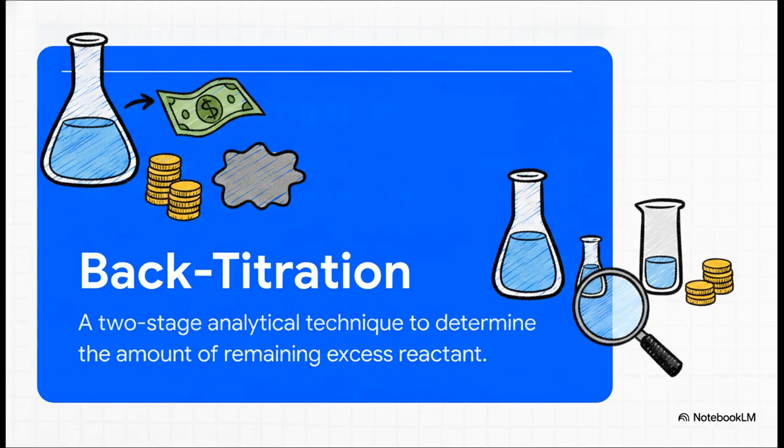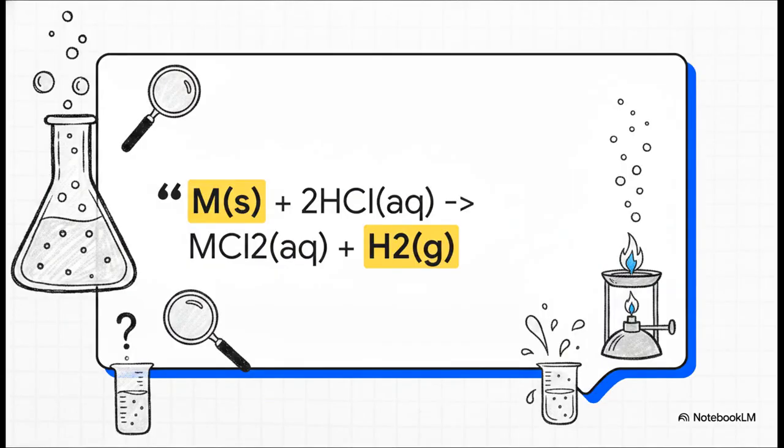Make sense? And here is our crime scene. Mathematically speaking, the stoichiometric equation. Our unknown solid metal M completely dissolves in that calculated excess of aqueous hydrochloric acid. It bubbles away, produces hydrogen gas, and leaves behind unreacted acid. That leftover acid, sitting right there in the flask, that's the critical piece of evidence we're going to measure.